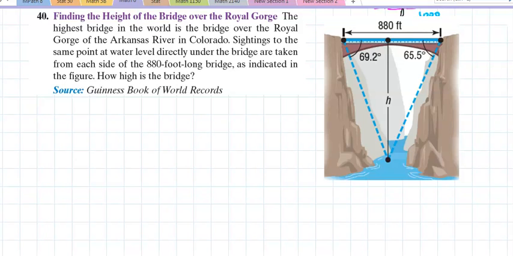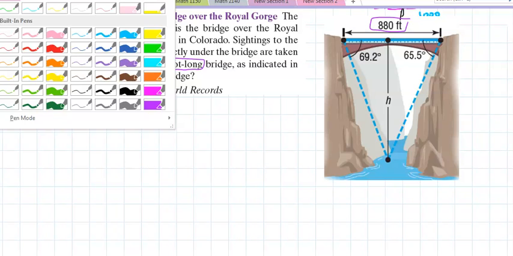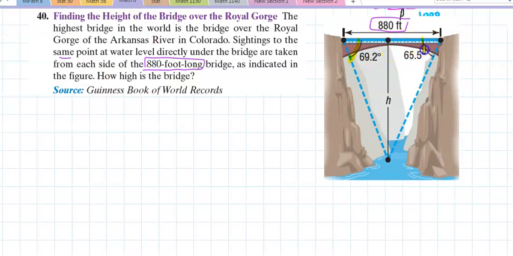The next problem talks about a bridge. The highest bridge in the world is this bridge. They name where it is. Sightings are taken from the same point at the water level under the bridge. This is the first piece of information that I need, and it's right there. So they take two sightings, and they indicate on the figure. Now keep in mind, if this angle was equal to this angle, then that would be half and half. But since those angles are not the same, well, it's slightly different.